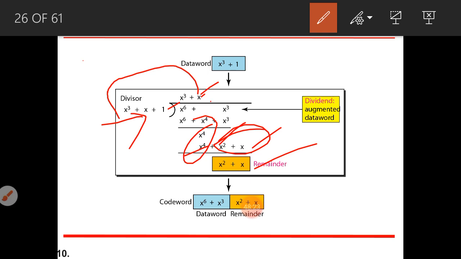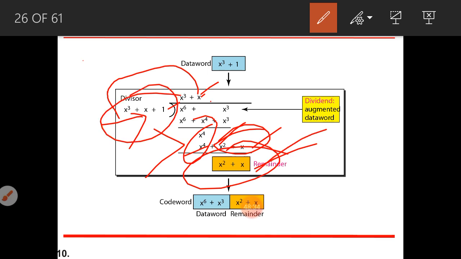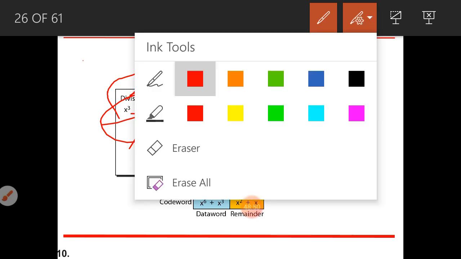Why is it the final remainder? We need to perform the division until the degree of the remainder is less than the degree of the divisor. The degree of the remainder is 2 here, and the degree of the divisor is 3, which means the degree of the remainder is less than the degree of the divisor, so we stop the division operation, and we consider that our final remainder.